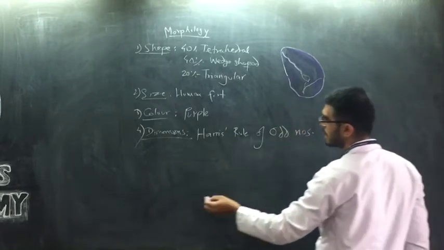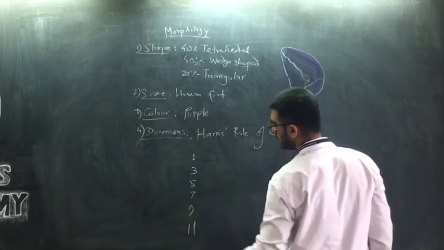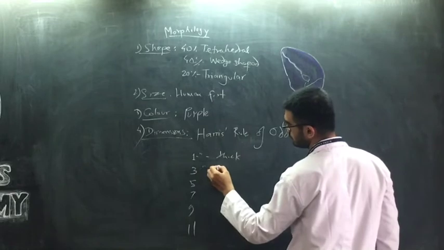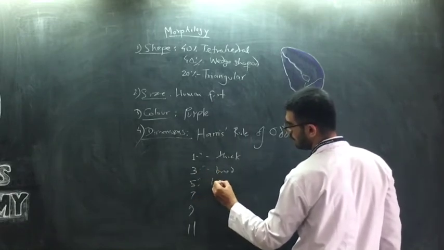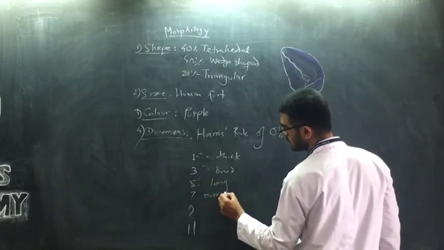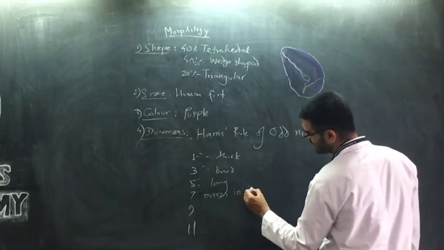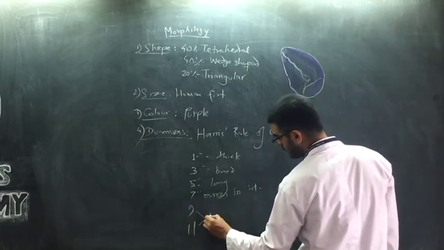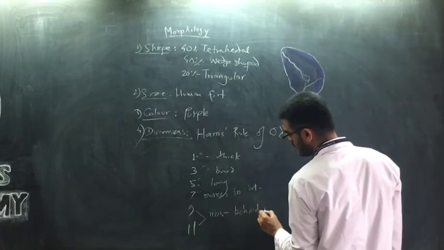The rule here is 1, 3, 5, 7, 9, 11. The spleen is 1 inch thick, about 3 inches broad, about 5 inches long, about 7 ounces. That's a British way of weighing things. 7 ounces in weight, and lies between the 9th to 11th ribs, behind, as you know, the mid-axillary line.